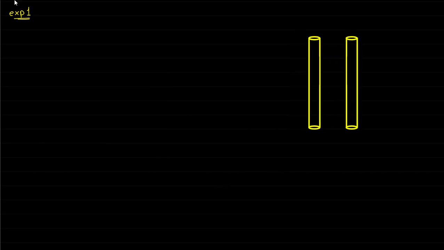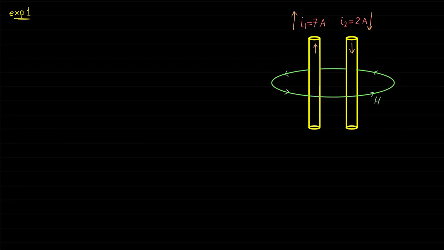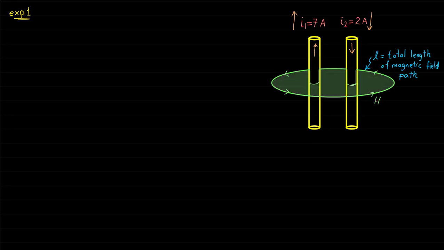Let's have a small example. If we have two conductors, the first conductor carrying 7 amperes and the second conductor carrying 2 amperes, these two conductors produce magnetic field intensity H around them in the direction shown. If the total length of the magnetic field path is L, the magnetic field intensity can be determined based on Ampere's law as follows. First, let's shade the area enclosed by the magnetic field path, then write Ampere's law.